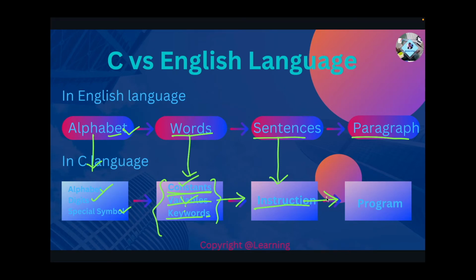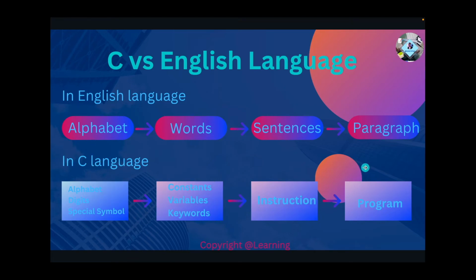So to write a C program, we need to use alphabets at the base level, then the alphabets make some constants, variables or keywords, then these constants, variables or keywords make some instructions, and a couple of instructions make a C program. Okay, so in the next video we will learn about what are alphabets, digits, symbols and constants, variables and keywords.